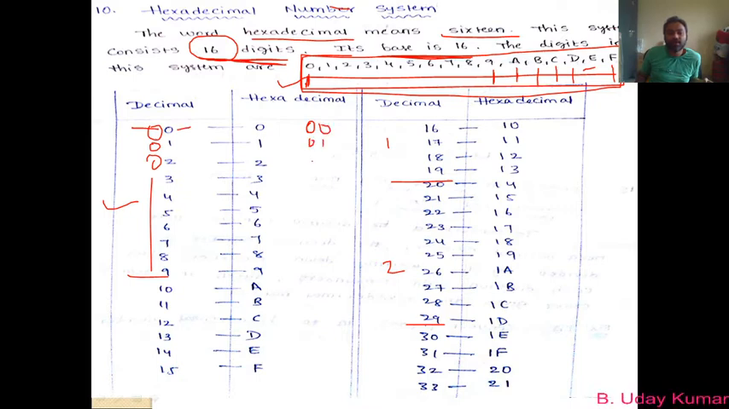Then next 0, 1. Then next 0, 2. Then next 0, 3. And the next one will be 0, 4. Next one is 0, 5. Next one is 0, 6. Next one is 0, 7. Next one is 0, 8. And the next one is 0, 9. And remember, in this case you will not be having 10, 1, 0. It will not be there. So after 0, 9, what is the digit that we have? We have A, right? So that means you get 0, A.